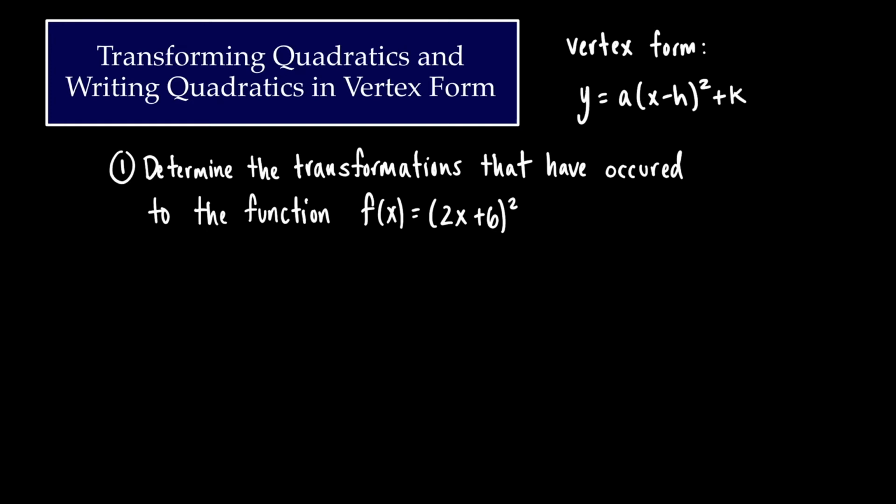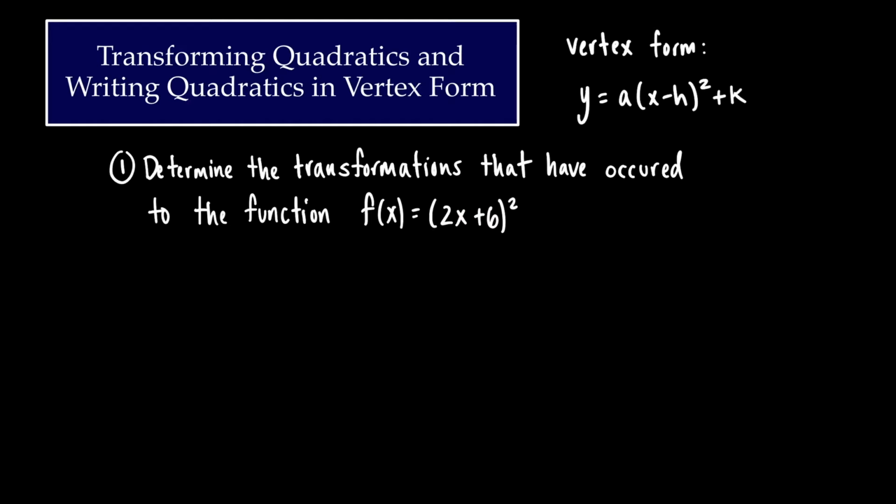But what I want to do here is show you a little technique for how to actually get this into vertex form so that we can figure out how it's been transformed from the original y equals x squared. On this one, we're going to take this 2x plus 6 here, and I want to pull an x out of it. For us to get in vertex form, we need to have a single x here. Okay, so right now we have 2x, and so we've got to pull that 2 out.